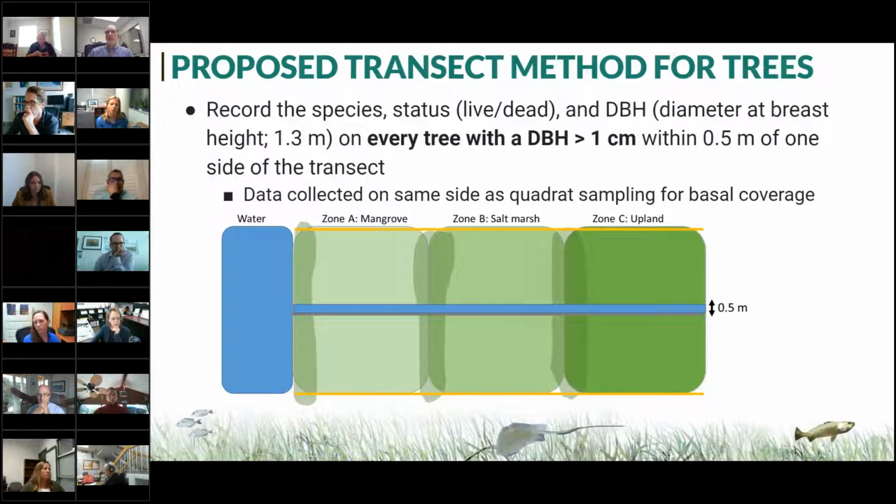So we'll measure all trees with a DBH greater than 1 centimeter in this area, just on one side of the transect, because the other side tends to be where we walk, and there's a lot of foot traffic and trampling in that area. So we can't very easily measure on both sides of the transect, at least for this measurement. Next slide.